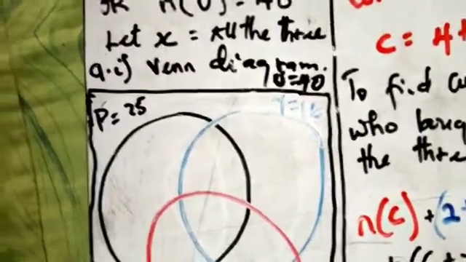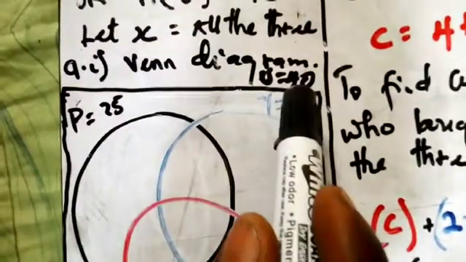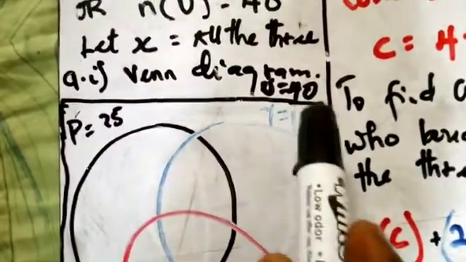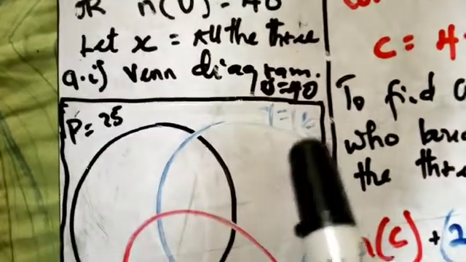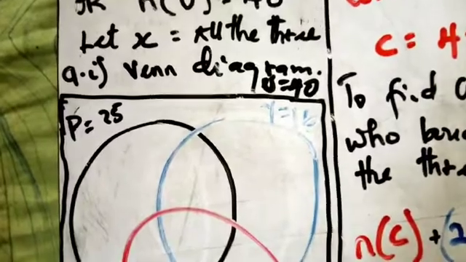What does it mean to you? It means that no one is left out. Everybody out of the 40 customers who came to your shop, let's say you are the salesperson over there, everybody bought something at the end.